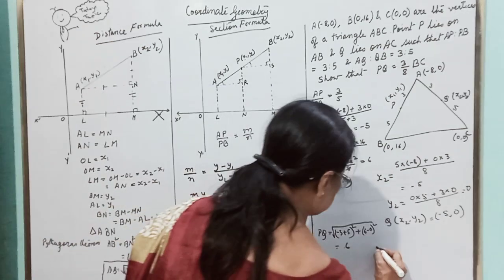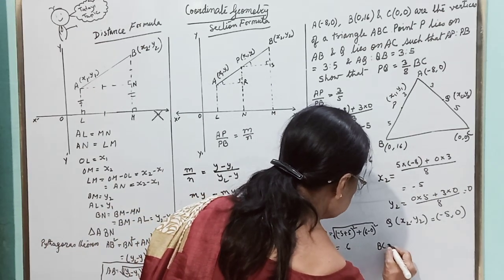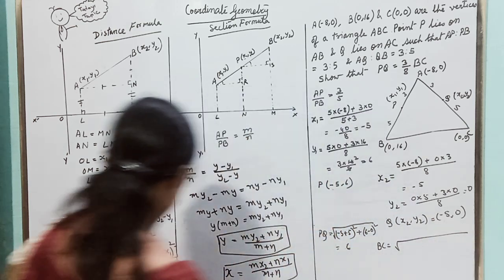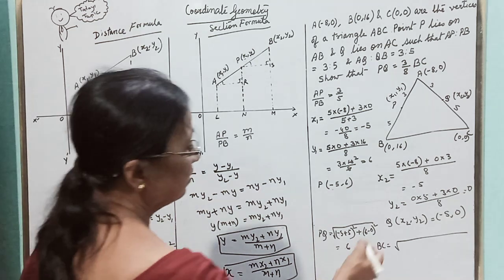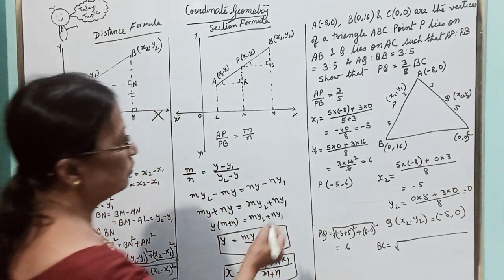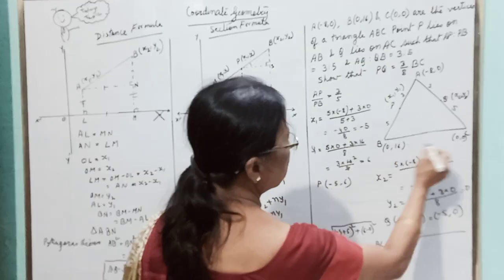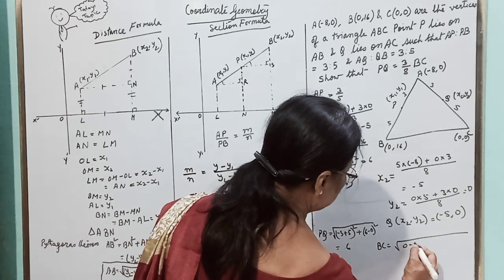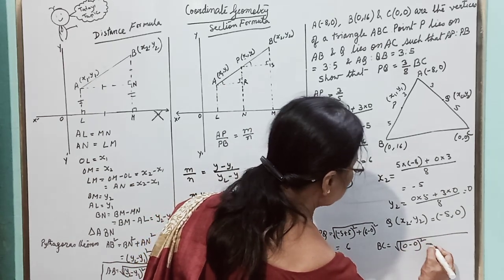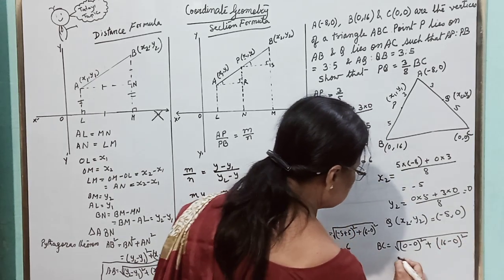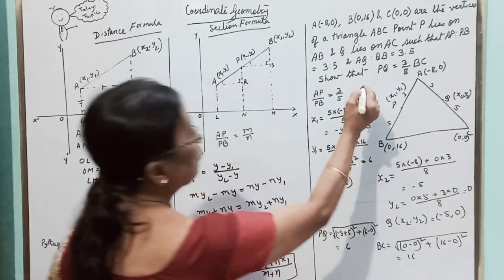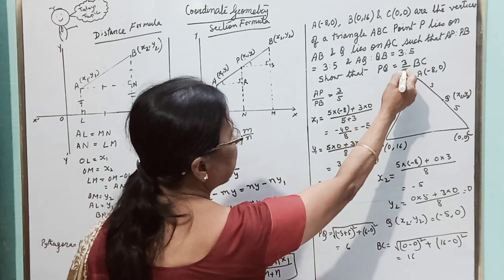What about BC? BC is also under root of (y2 minus y1) square plus (x2 minus x1) square. We can take x2 minus x1 squared first, or y2 minus y1 first. This is the commutative rule. So next, 0 minus 0 is nothing, it is 0. Then this is 16 minus 0 whole squared. So this is 16. Now I have to prove that PQ is equal to 3 by 8 of BC.